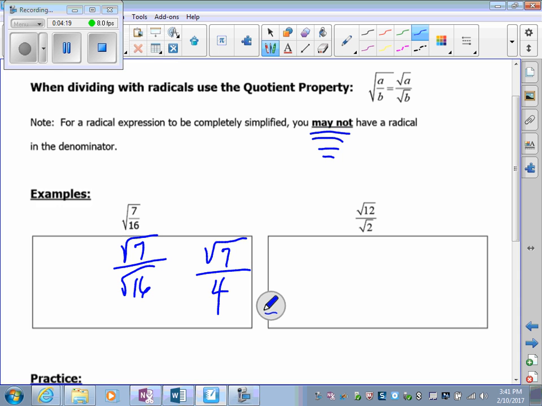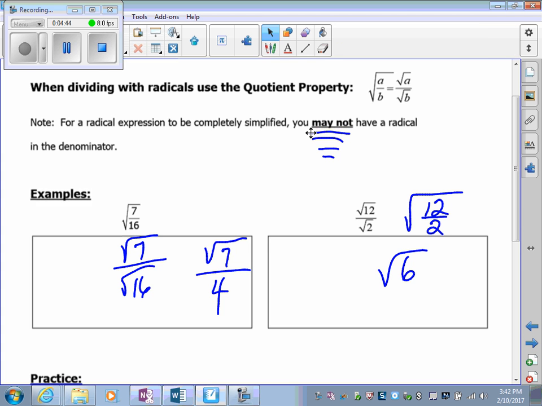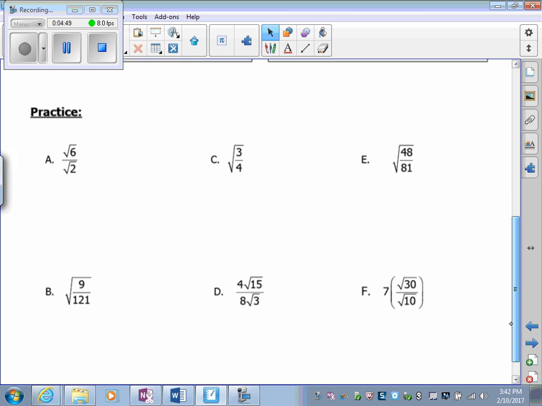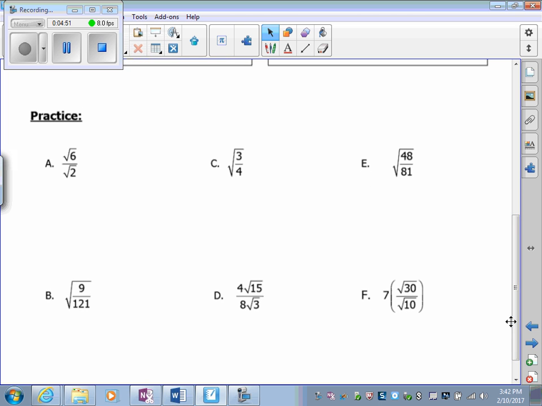Now, if you look at our next example, they're already separated, but I notice that I could simplify. So if I make it 1 radical, I have 12 divided by 2, and we all know that that's 6. So the answer is the square root of 6, and you cannot simplify 6 any longer. When you divide or multiply, when you get your final answer, you must make sure that it is in simplest form. Okay, so let's do the first practice together. Actually, we're going to do E together, and then I'm going to let you guys practice the rest, and we'll put the answers up.